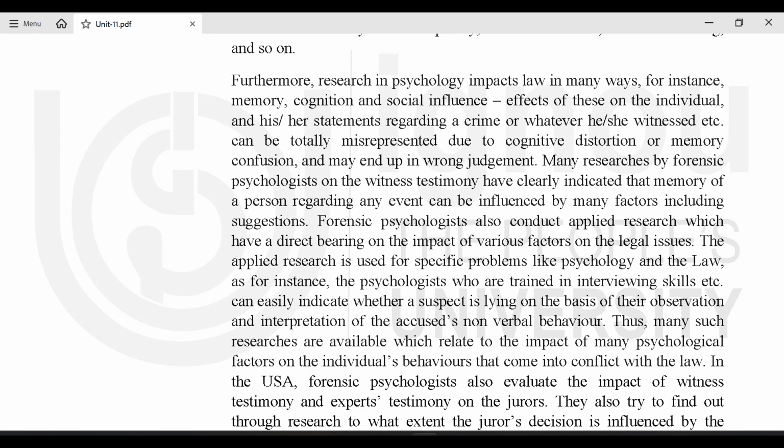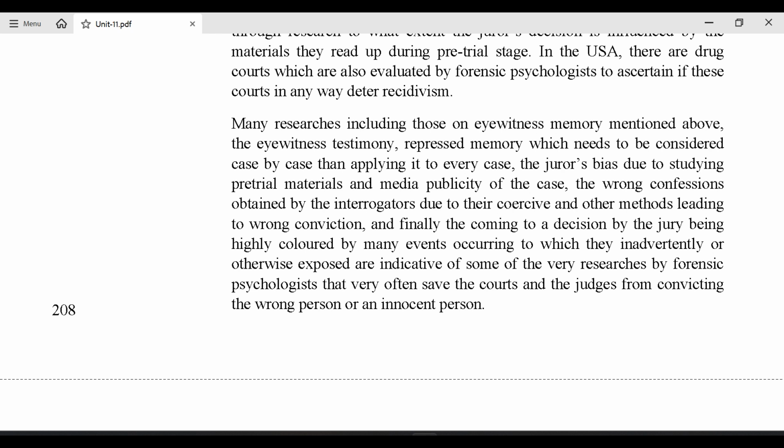In the USA, forensic psychologists also evaluate the impact of witness testimony and experts' testimony on the jurors. They also try to find out through research to what extent the jurors' decision is influenced by the materials they read up during pre-trial stage.